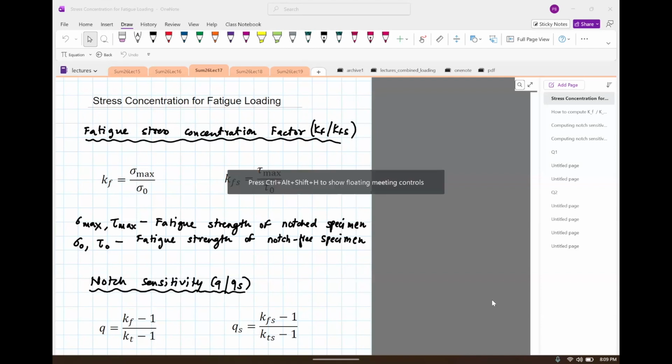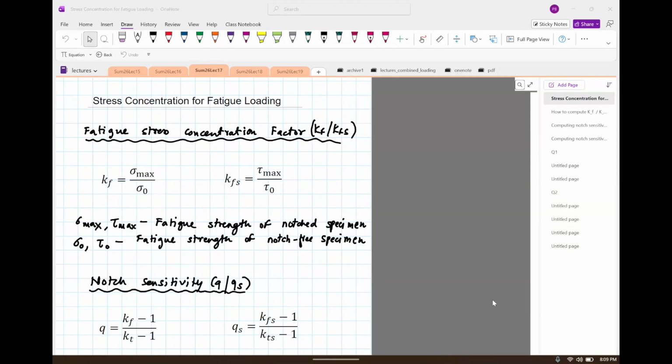Okay, let's get started with stress concentration fatigue loading. So this is the case where you have a change in cross section. Remember, change in cross section leads to stress concentration. But what if the loads were fluctuating? How do you account for that?